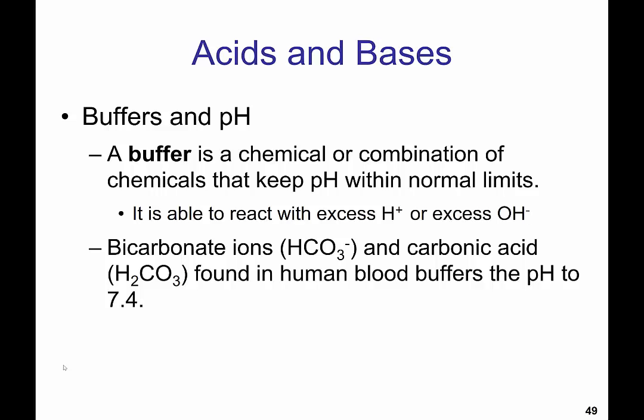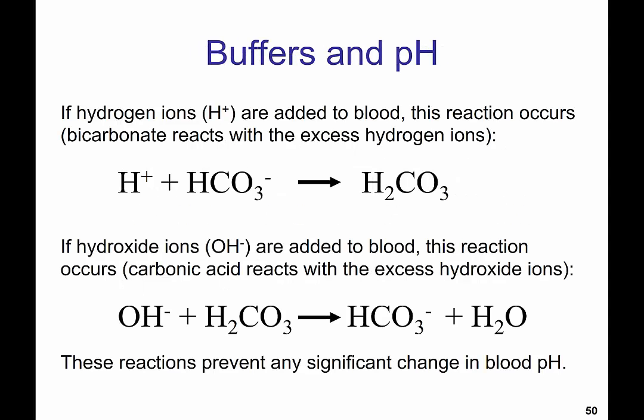So a buffer, if it's going to keep pH within a certain range, it's going to be able to react with excess hydrogen ions or excess hydroxide ions, right? Because if you have something that's acidic, it's releasing an excess of hydrogen ions, or something that is basic, it's going to release hydroxide ions. So a buffer needs to be able to react with either one. A good example is bicarbonate ions and carbonic acid that's found within our blood, which helps buffer the pH in blood to a pH of 7.4.